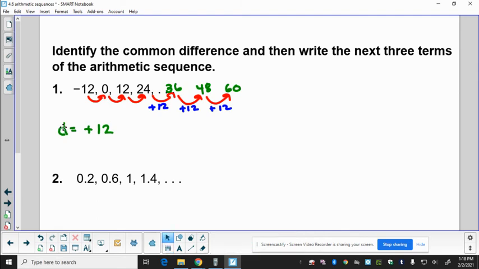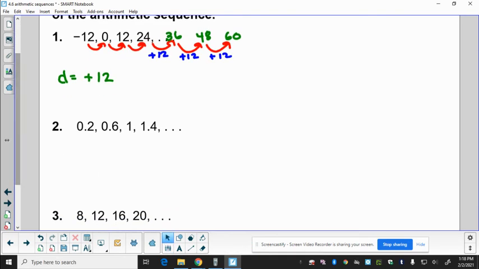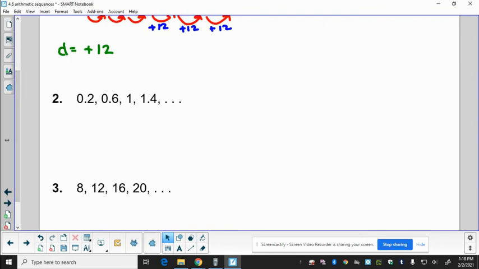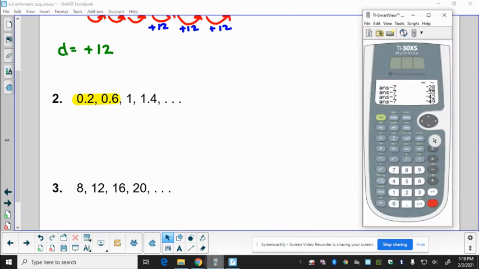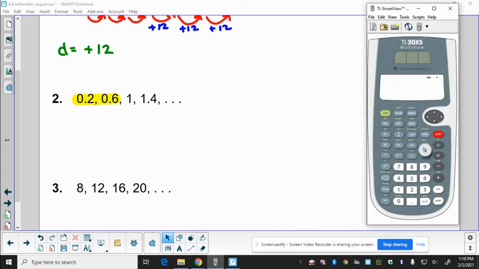All right, let's go down to number 2. What do you think? If you got number 2 done, why don't you try number 3? All right, now maybe this one's not as obvious to you. So what I will do is take a pair of numbers, and I'm going to go to my calculator. What I'm going to do is subtract the second number minus the first number. Okay, I get 0.4. You could try it for more pairs, but I'm thinking 0.4 is the common difference.